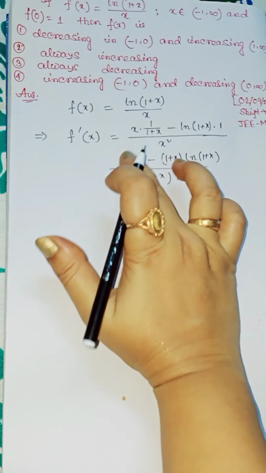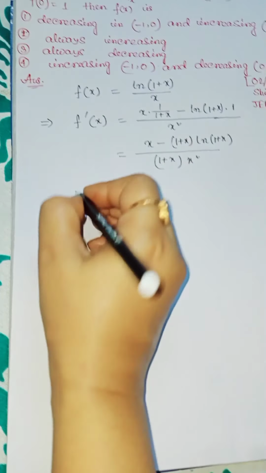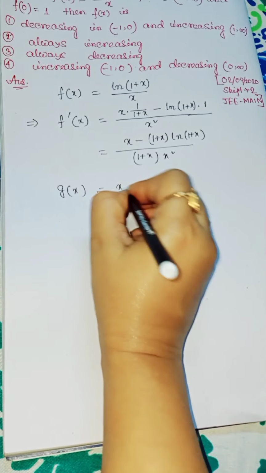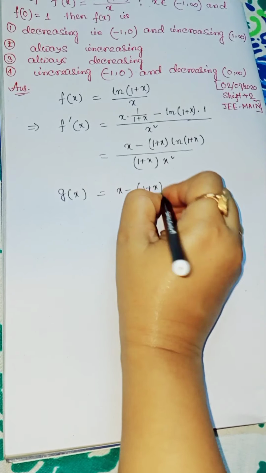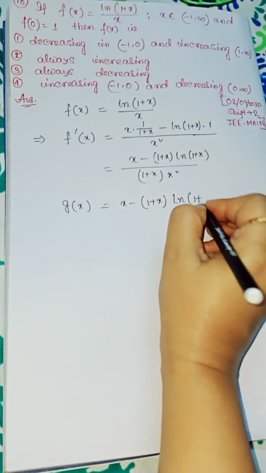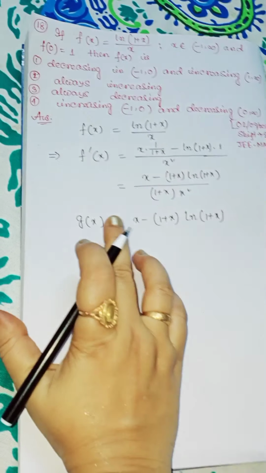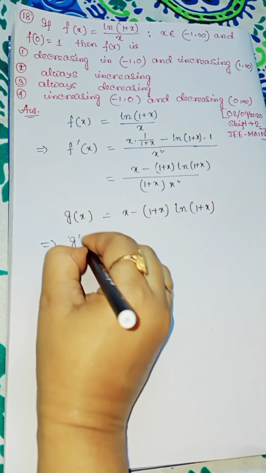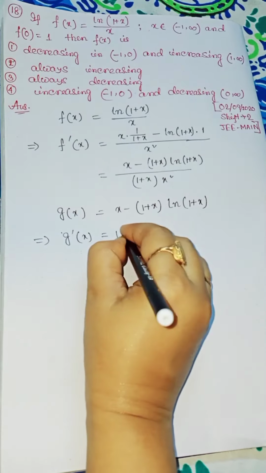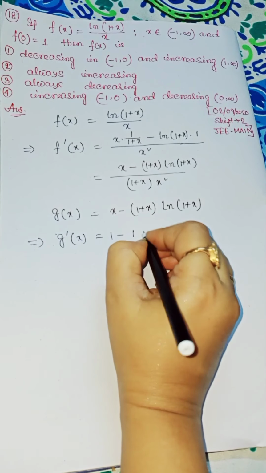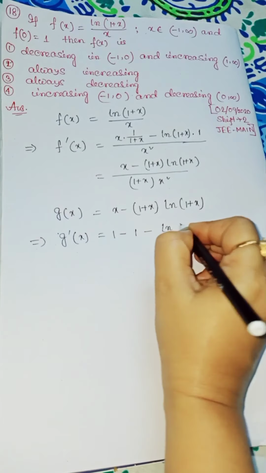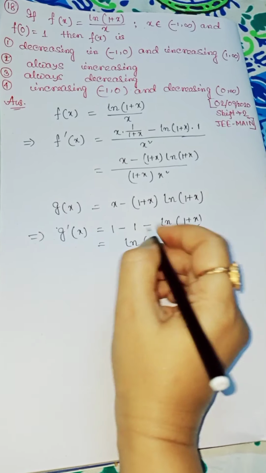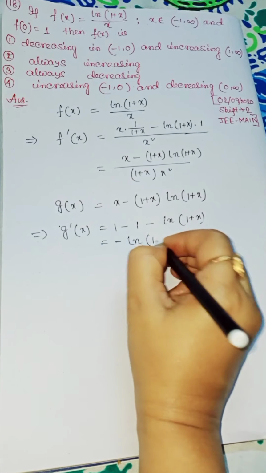Now let this one be g(x), another function. g(x) is equal to x minus (1 + x) ln(1 + x). Now differentiating this, we again get g'(x) is equal to 1 minus ln(1 + x) minus 1, that is equal to minus of ln(1 + x).